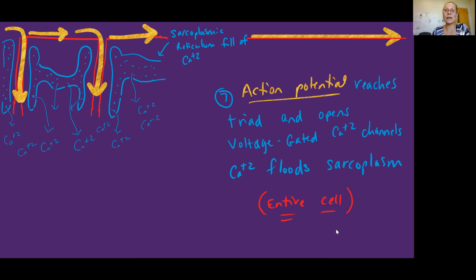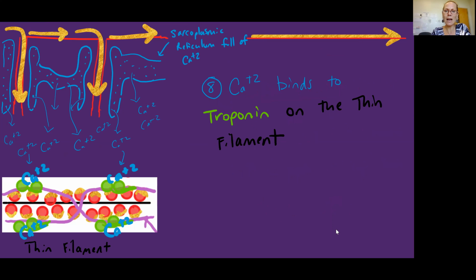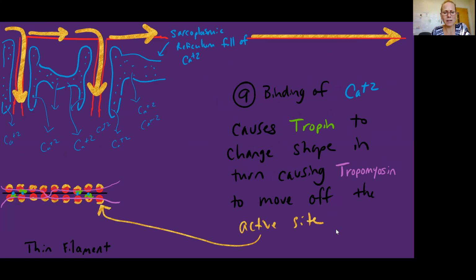When we talk about muscle contraction at the cellular level, we can say it's all or none. Either that cell is contracting or it's not. That calcium is going to go to your thin filament and it will bind to that troponin. The troponin, remember, is holding the tropomyosin over top of the active site. When calcium binds, it changes the shape of troponin, and the troponin then causes that whole complex to move away from the active sites. So now the active site is available, where it wasn't before.